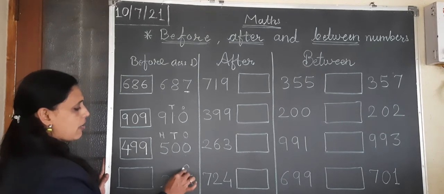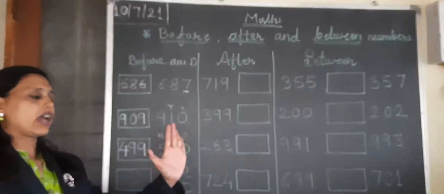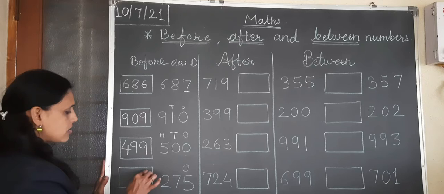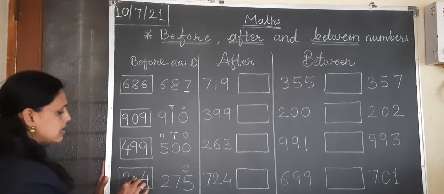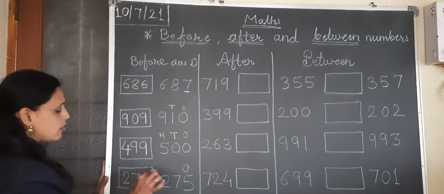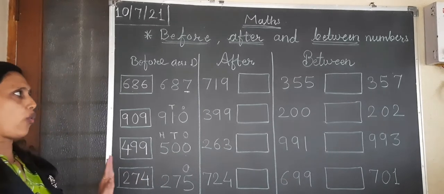Next one, 275. From the one's column you have to make one number less. So from 5 one less is 4. So this 4 we have written, and these two numbers as it is you have to write. So before 275 there comes 274.